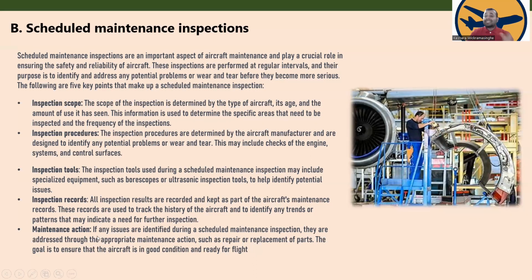And the last one is maintenance action. If any issues are identified during a scheduled maintenance inspection, they are addressed through the appropriate maintenance action, such as repair or replacement of the parts. The goal is to ensure that the aircraft is in good condition and ready for flight.